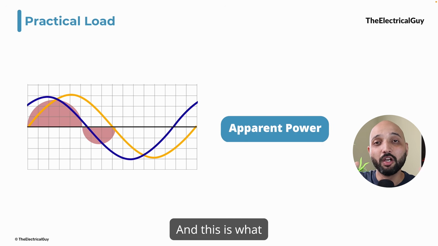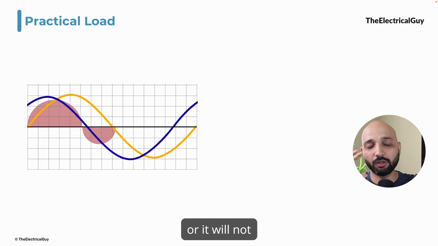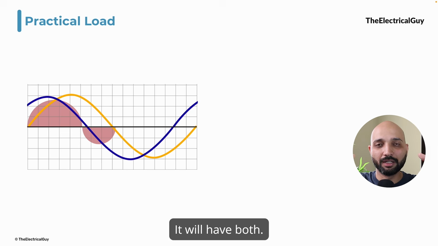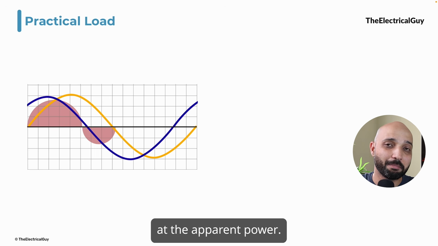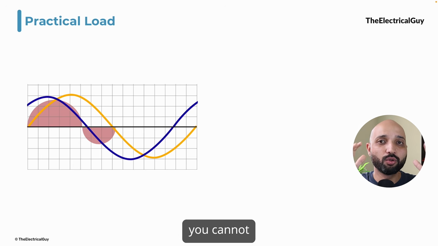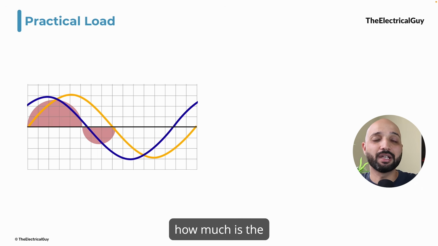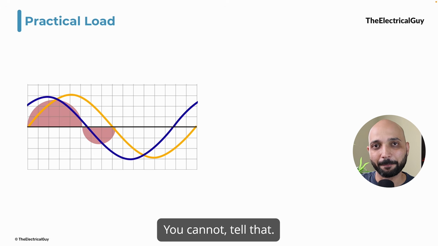And this is what your factory consumes, because your factory will not have only lighting, or only induction motors. It will have both, right? So your factory is going to consume the apparent power. And just by looking at the load, you cannot tell how much of that apparent power is the active power and how much is the reactive power. You cannot tell that, right?